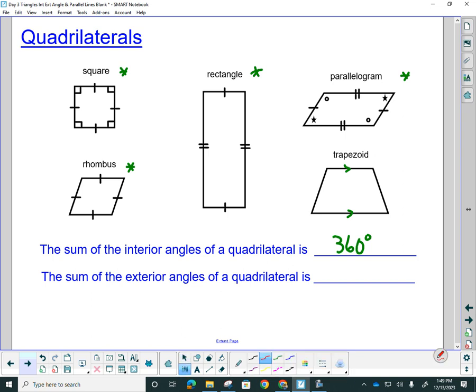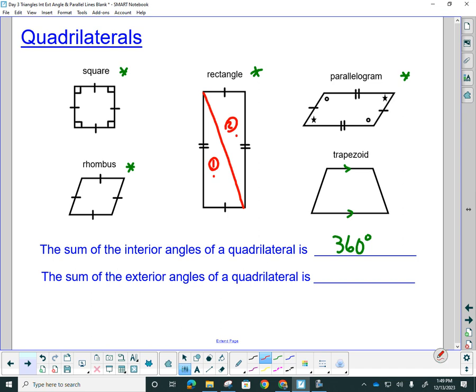Let's take that rectangle that's above there and cut it in half, and we get two triangles. We get a triangle here and a triangle here. And if you add all the angles in this triangle, that's 180. On this triangle, you get 180. So in a rectangle, it's going to be 360.